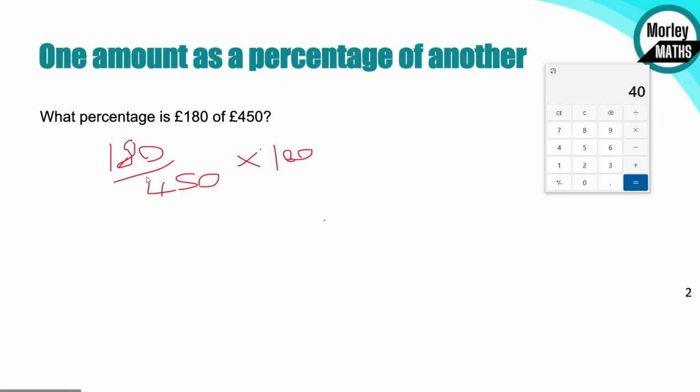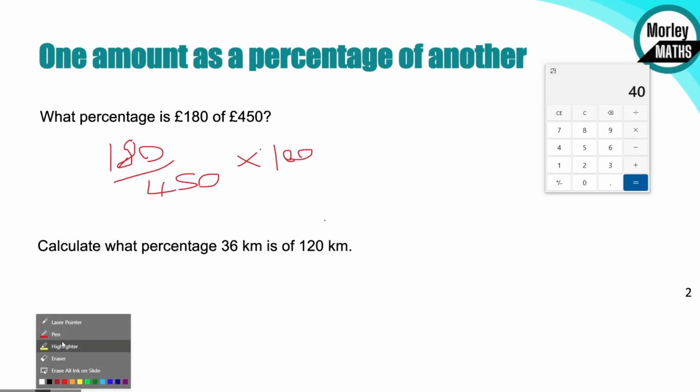So I always say that the little line within a fraction is just a divide, basically. So if we wanted to work out the value of a fraction, that line through the fraction is just a divide. So 180 divided by 450. It's like 1 divided by 2 is 0.5. So half is the same as 0.5.